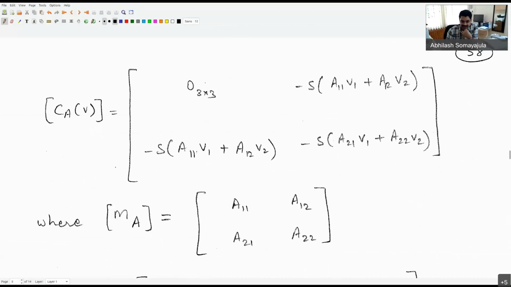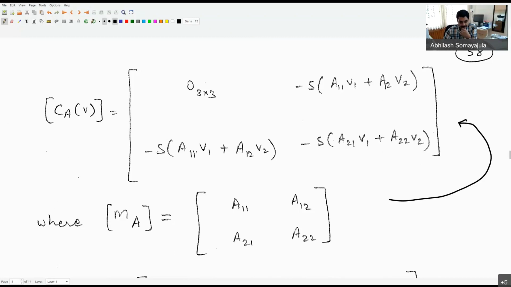So, in case our added mass matrix is given by the submatrices A11, A12, A21, and A22, it can be seen that we are applying the same formulation in order to get our Coriolis matrix due to the added mass matrix. Is this making sense? Yes, sir.